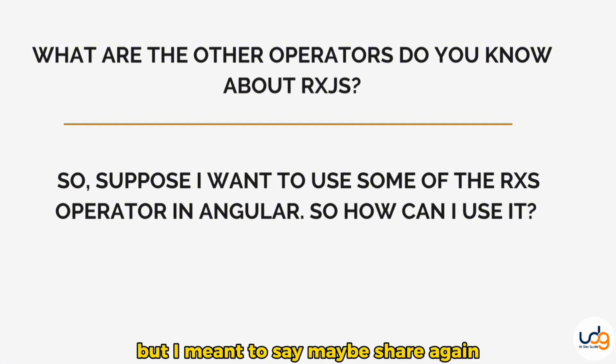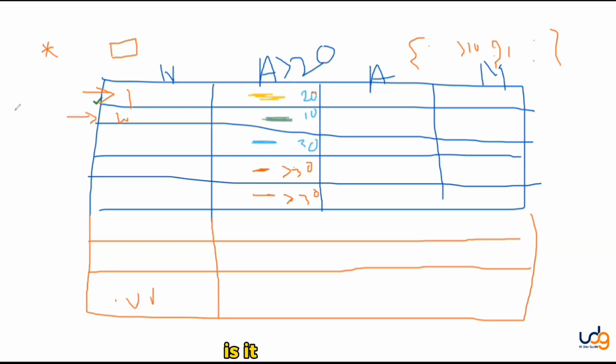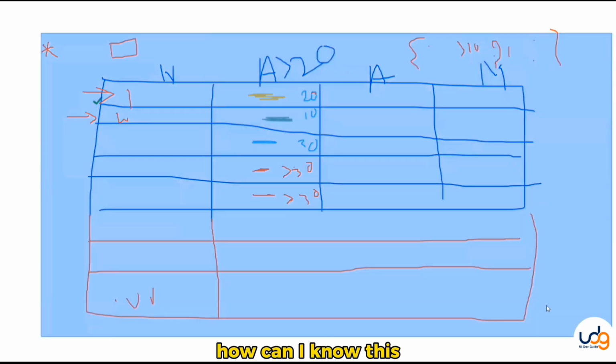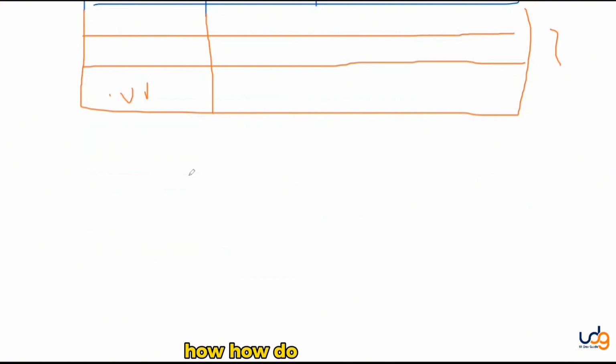Let me reshare again. Let me delete this. Is my screen visible? It's visible. How can I move this? How do you write that?